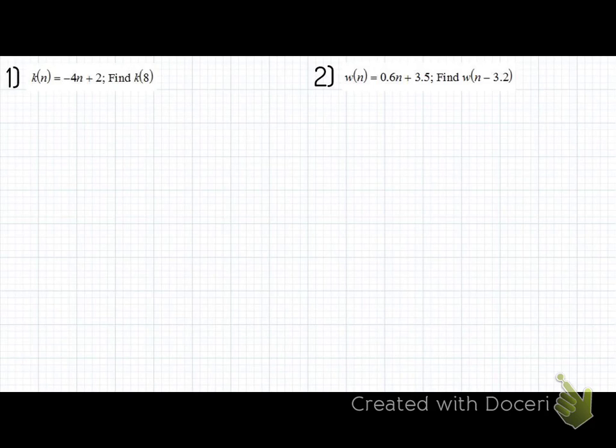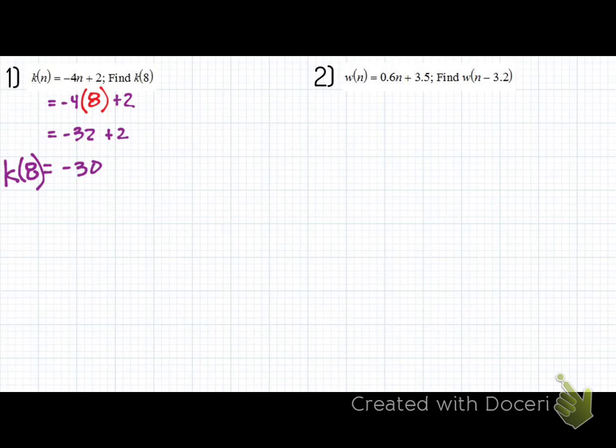Okay, so I see that there's an n there, so I'm going to rewrite this, and instead of writing n, I'm going to replace it with parentheses and the value of 8. Bring the rest of the problem down. Then I'm using PEMDAS, or order of operations, to evaluate this. So we have negative 4 times 8, which is negative 32, plus 2. Negative 32 plus 2 is negative 30. And we say that for the function k, when we input 8, an output of negative 30 will come out.